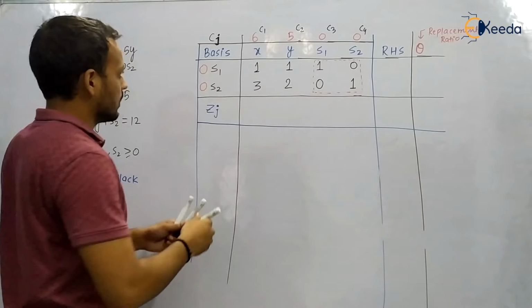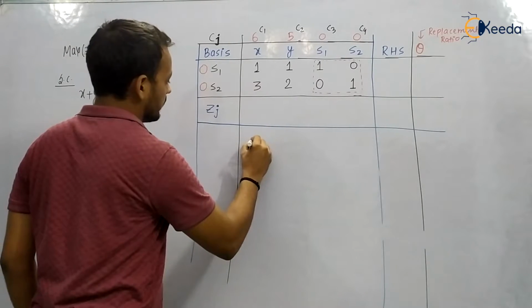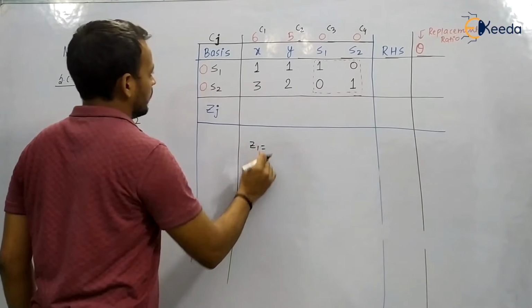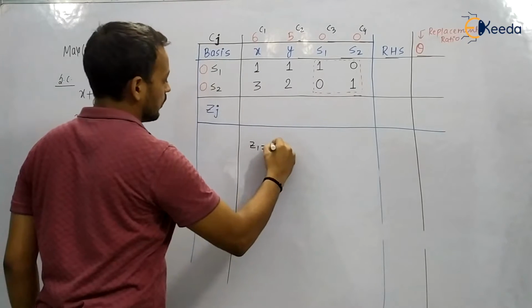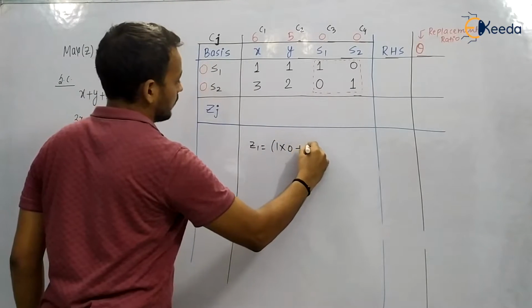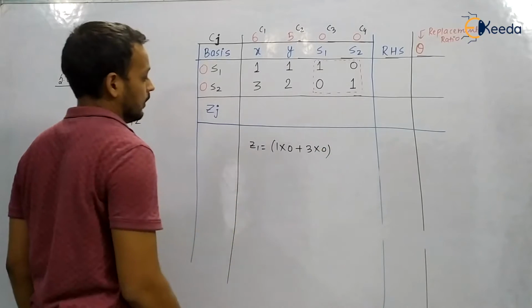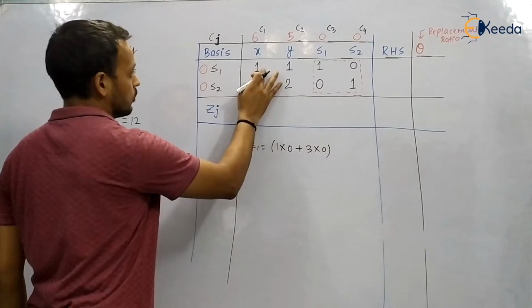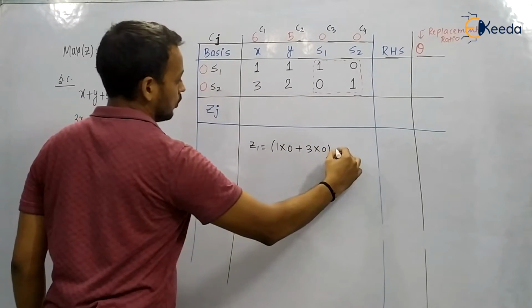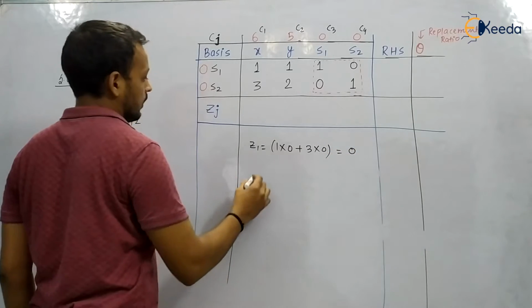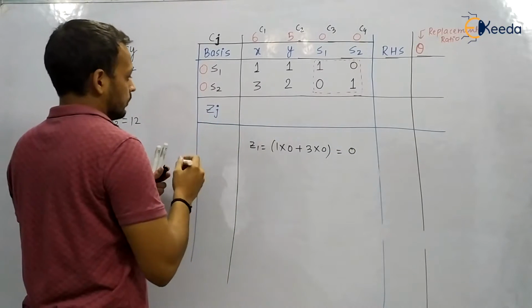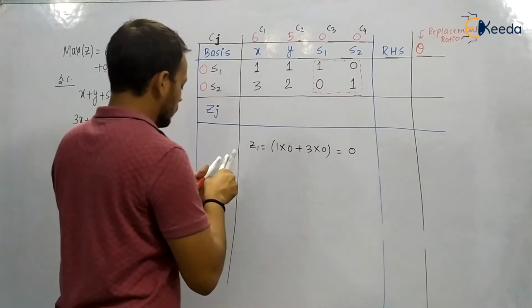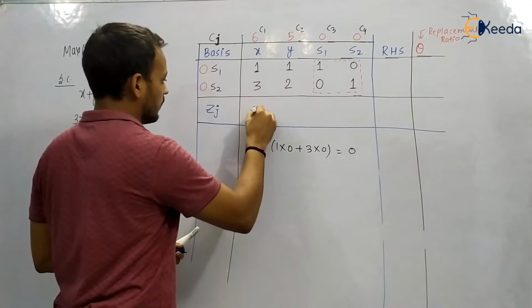Zj: suppose you are going to find z1. z1 is going to be the product of 1 into 0, plus 3 into 0. So 1 into 0 plus 3 into 0 is going to be 0. Here Z1 is 0.